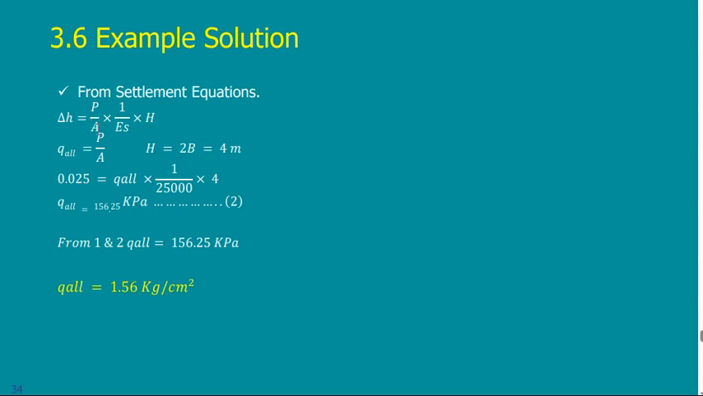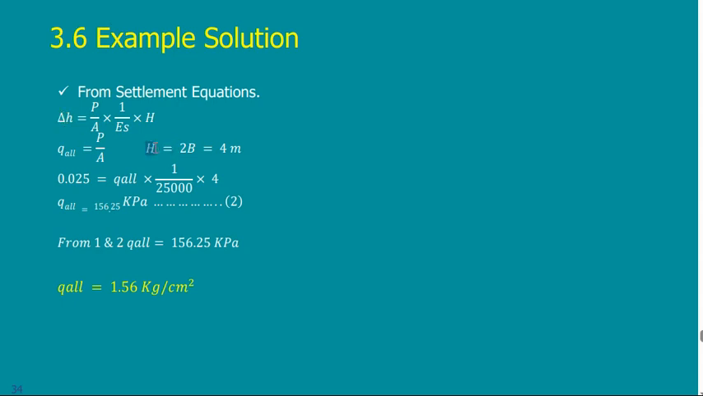Of course, I may give you this equation, or you may have to understand it, because it's not really an equation. P by A, this is the stress, 1 over ES multiplied by H. This is not an equation. This is just a derivation for the relation between the stress and the strain. It's not an equation. So whether it's given or not, you have to know it.